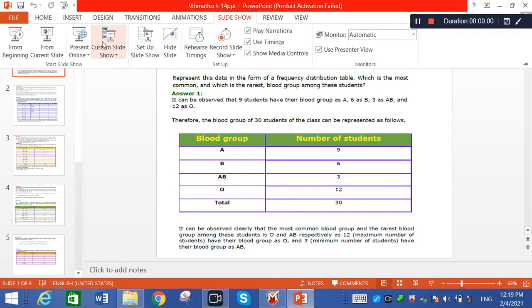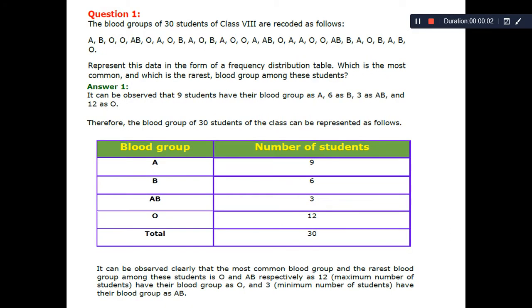Good morning friends. Today we want to start one exercise. Already we have started chapter 14 and 14.1 we have completed. Now we have to start 14.2. So question number 1. Blood groups of 30 students of class 8 are recorded as follows.